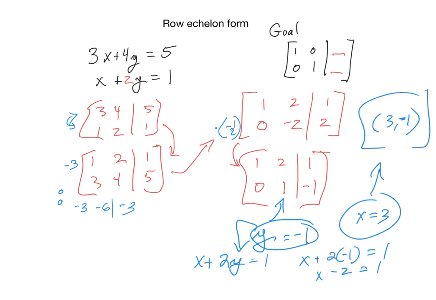This is the point of intersection. On a graph, when I graph those two lines over here, they will intersect at that point, and that would be the solution to that equation. All right, let's do another example.